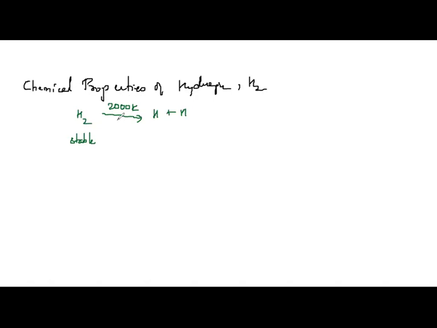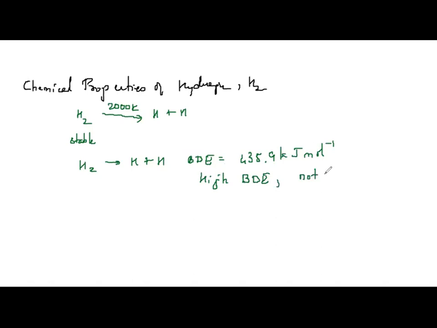Its bond dissociation energy is very high. That is H2 becoming H plus H, breaking the bond. Bond dissociation energy, or bond enthalpy, is 435.9 kilojoules per mole. Because of this high bond dissociation energy, hydrogen is not very reactive.